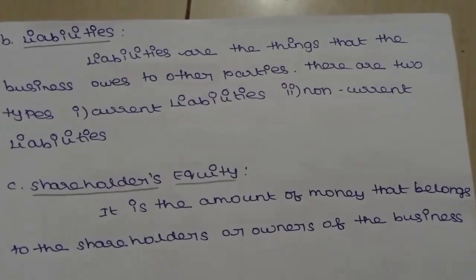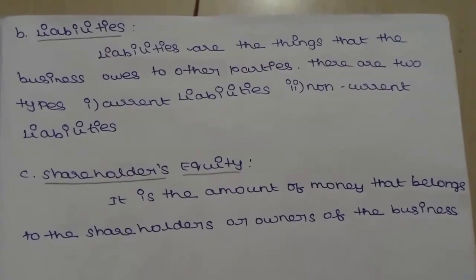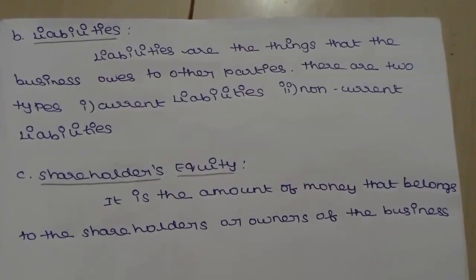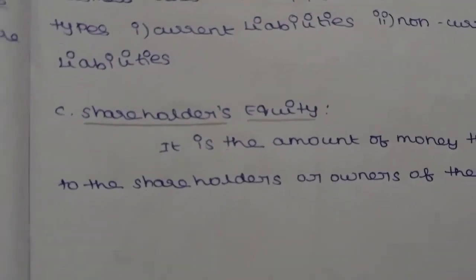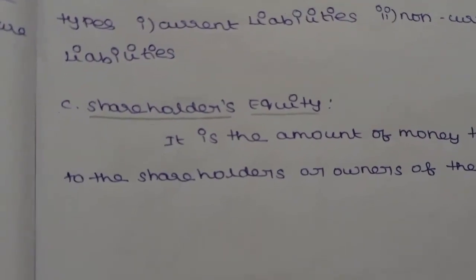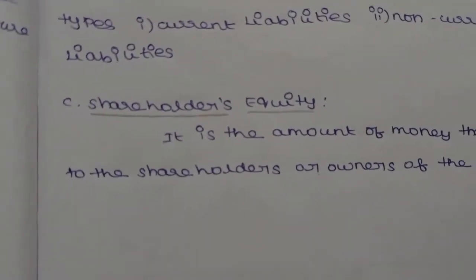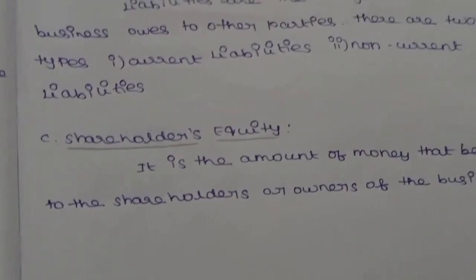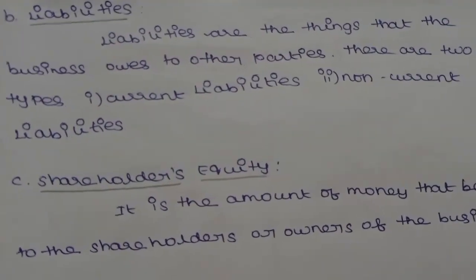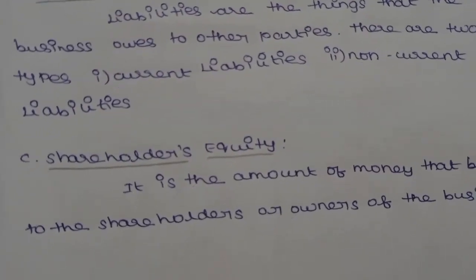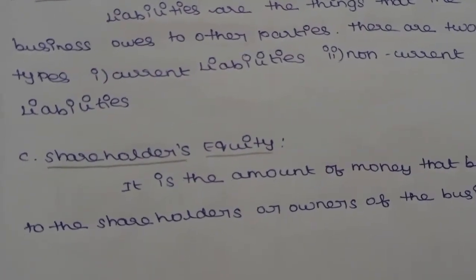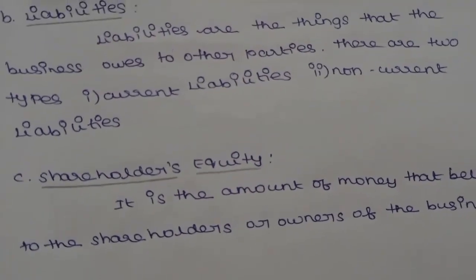Second one is liability. Liabilities are the things that the business owes to other parties. These are listed in descending order of their due dates. They may include bills payable, interest, debts, outstanding rent, outstanding salary, etc. These are two types: current liabilities, non-current liabilities.